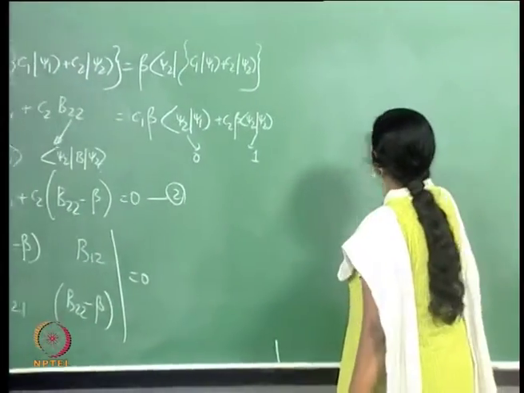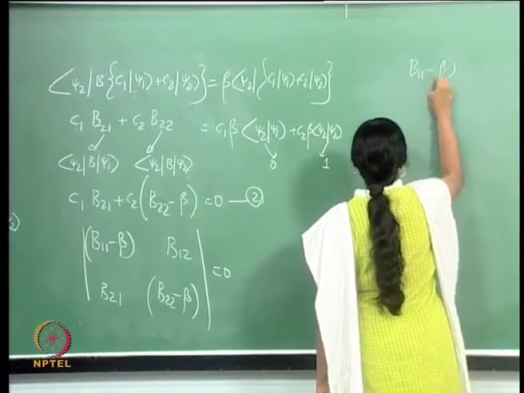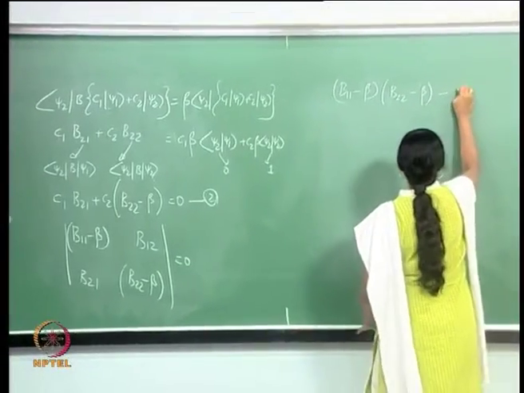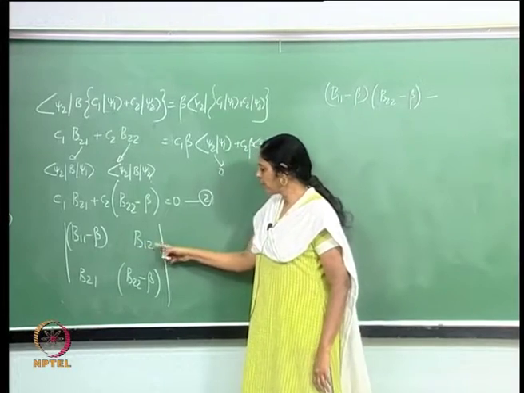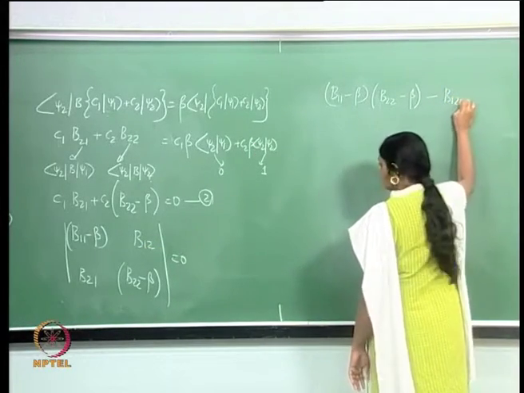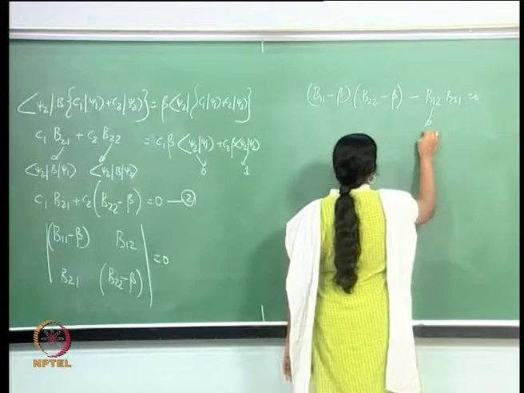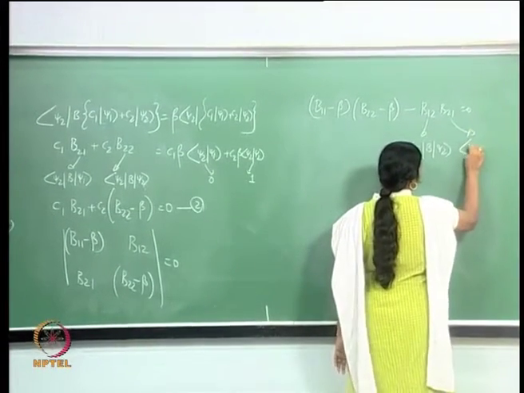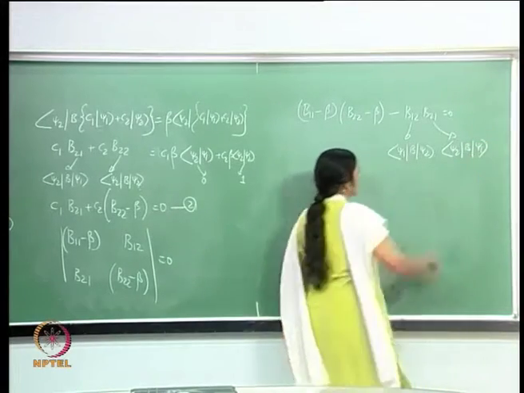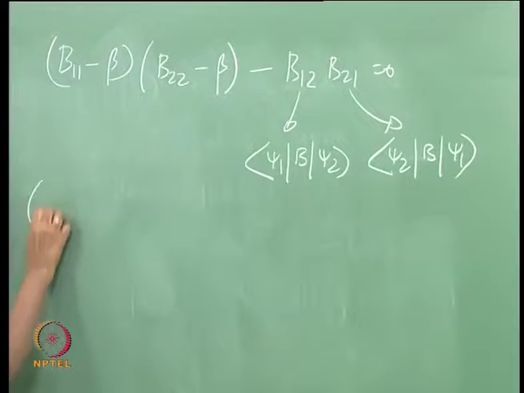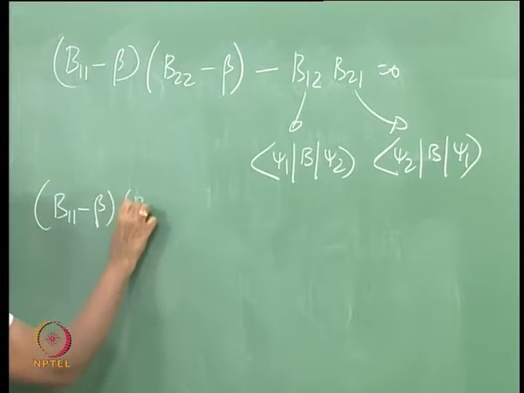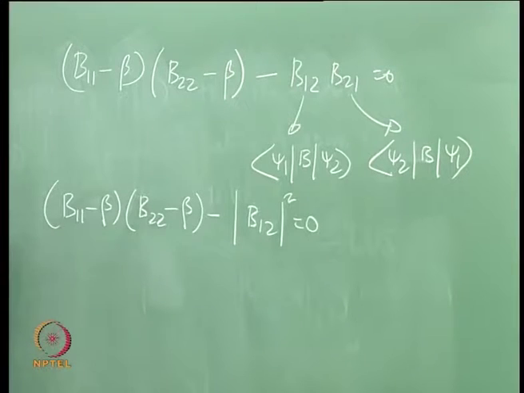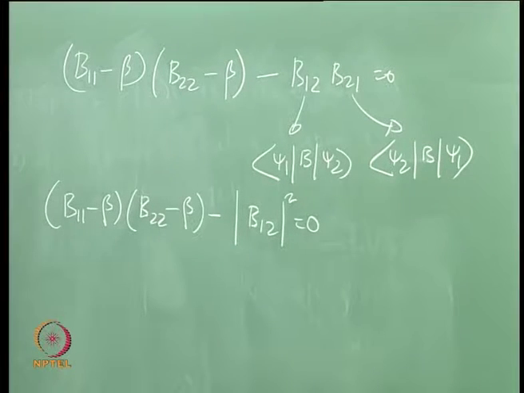So, this determinant when expanded gives me (b11 minus beta) times (b22 minus beta) minus b12 b21. Recall that b12 and b21 are complex conjugates of each other, because b12 is psi 1 B psi 2, which is a number, and b21 is psi 2 B psi 1, which is the complex conjugate of that. Therefore, I can write this as (b11 minus beta) times (b22 minus beta) minus modulus of b12 the whole squared is equal to 0. This is the equation I have to solve, and it is a quadratic in beta.